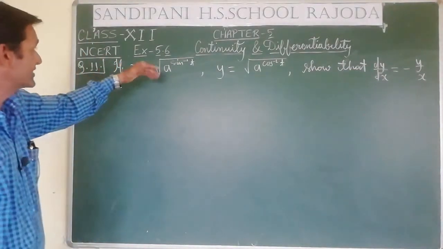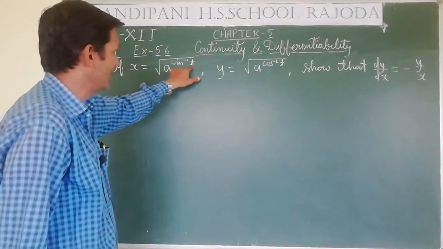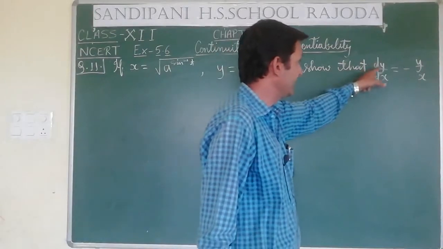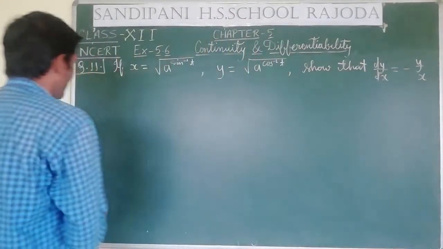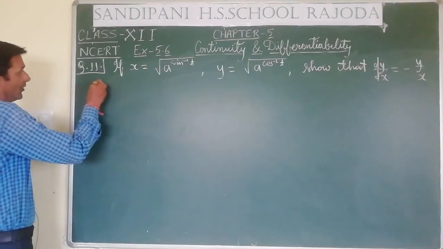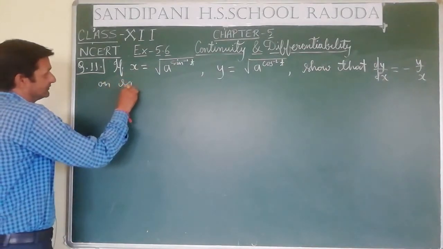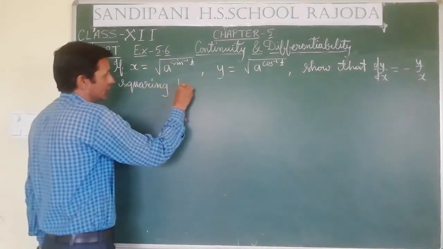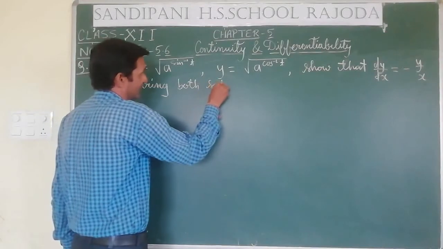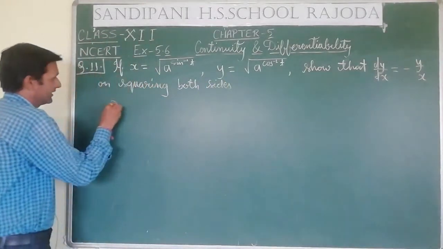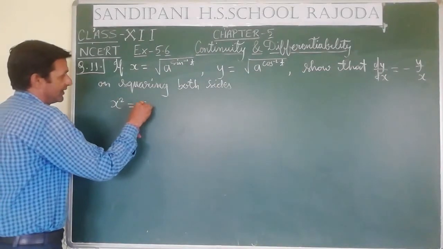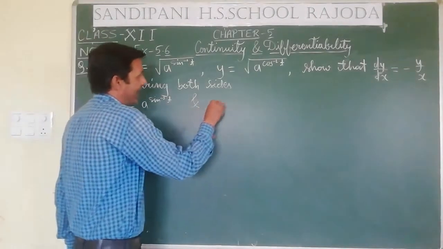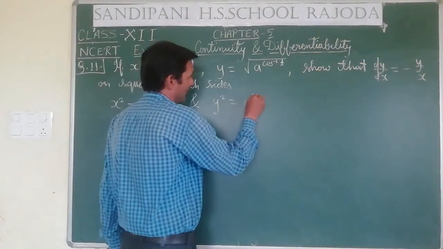The question is, if x is equal to root a raised to the power sin inverse t and y is equal to root a raised to the power cos inverse t, we have to show that dy by dx is equal to minus y by x. So first of all, on squaring both sides, what we get? x square is equal to a raised to the power sin inverse t and y square is equal to a raised to the power cos inverse t.